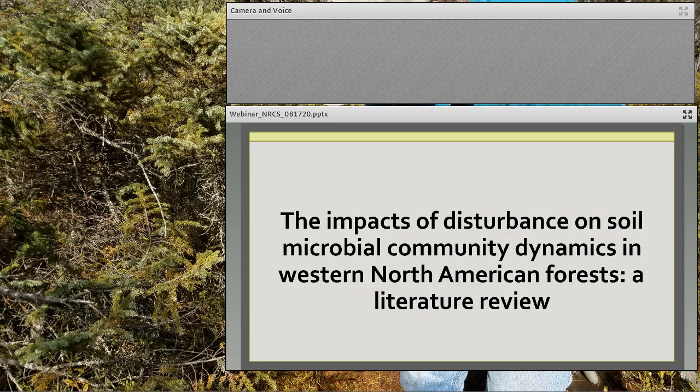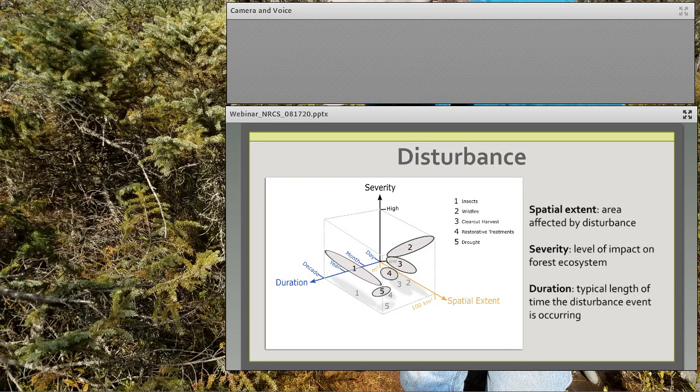The impacts of disturbance on soil microbial community dynamics in Western North American forests, a literature review, aimed to address the first objective of this research. Forests have evolved to depend on patterns of disturbance for the succession and growth of the entire ecosystem. This is the case in both natural and managed forests.